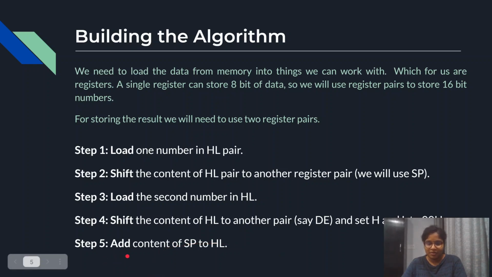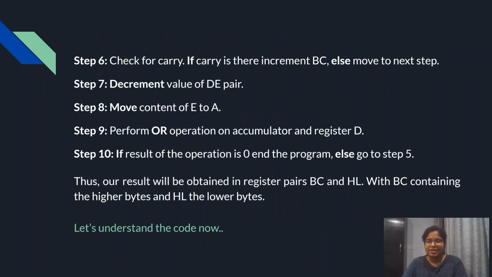So by now you may have understood that step 5 will have to be repeated again and again. So let's see how we are going to do that. Step 6 is to check for carry. That is, if there is any carry that has been generated due to the previous addition. If there is carry, we will be incrementing the value of BC. Remember that BC is the register pair that is containing the higher bytes of our final result. Else, if there is no carry, we'll move to the next step.